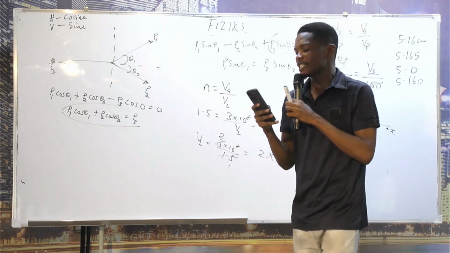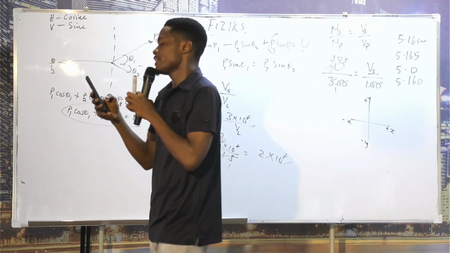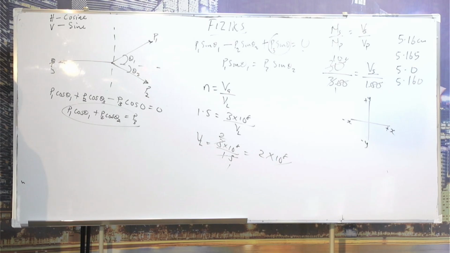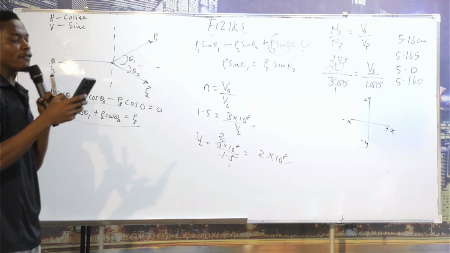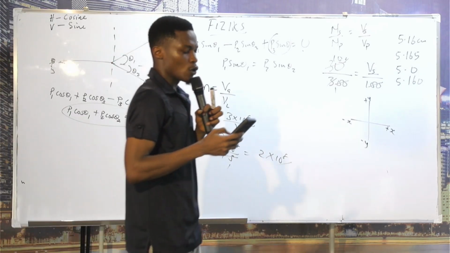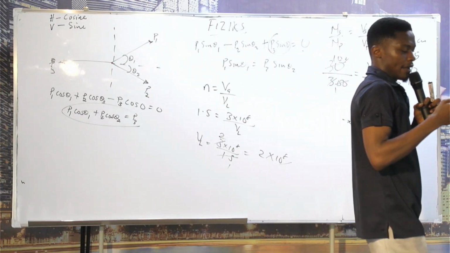Which of the following statements about defects of vision is or are correct? For a long-sighted person, close objects appear blurred. Is it true? Yes. For a short-sighted person, distant objects appear blurred. Is it true? Yes. Short sight is corrected by using a pair of converging lenses. So answer is what? I and II.